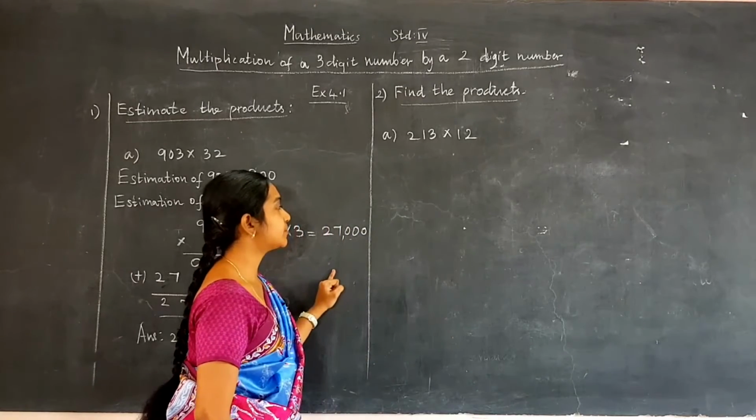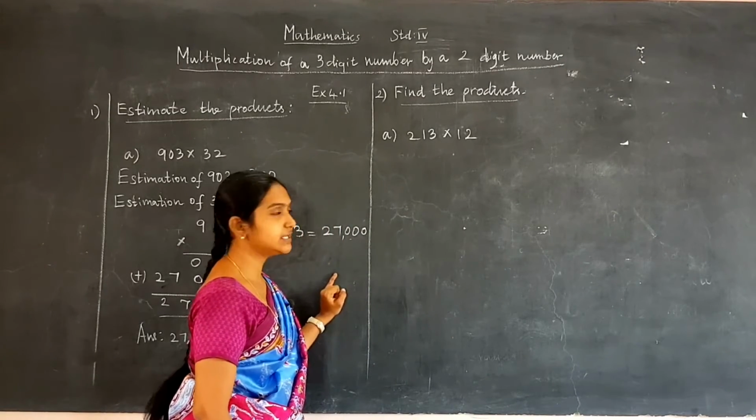Next problem is find the products. We are going to multiply 213 and 12.